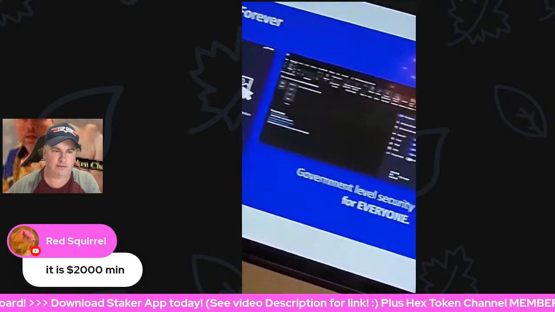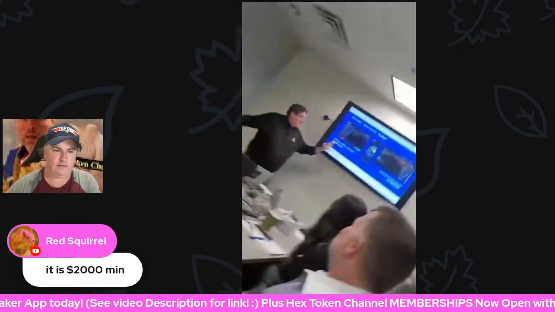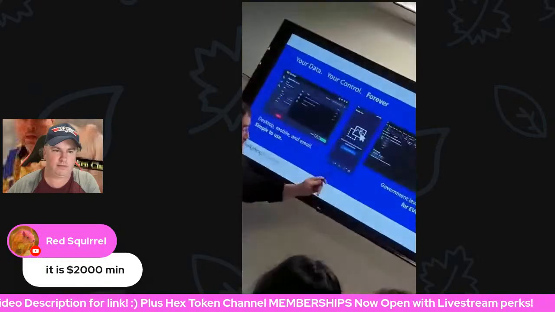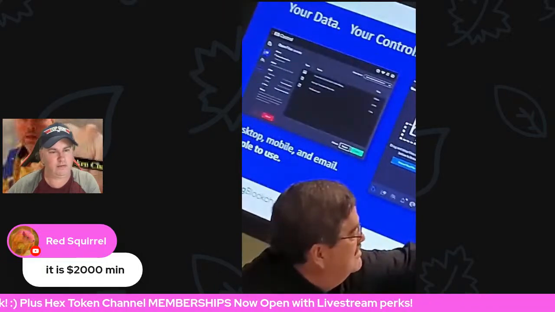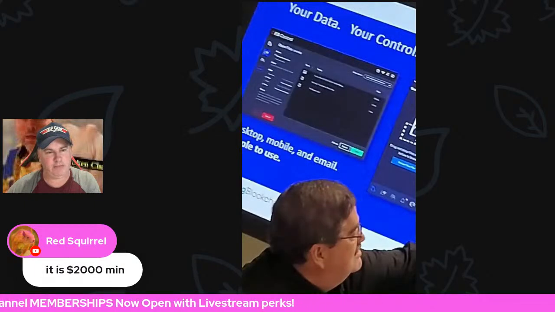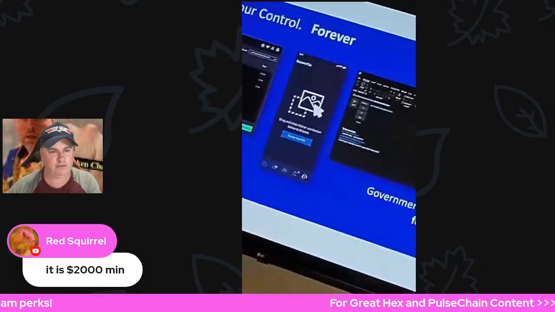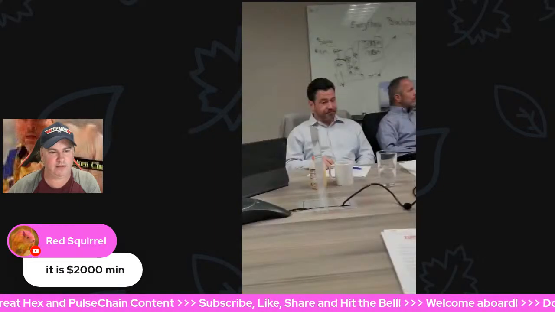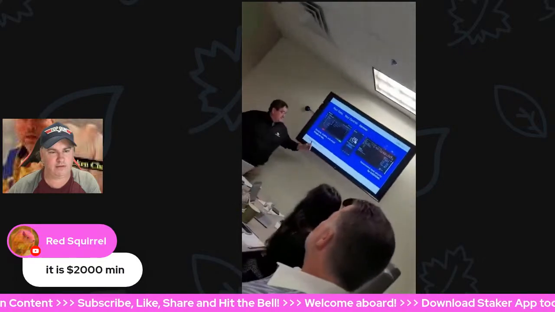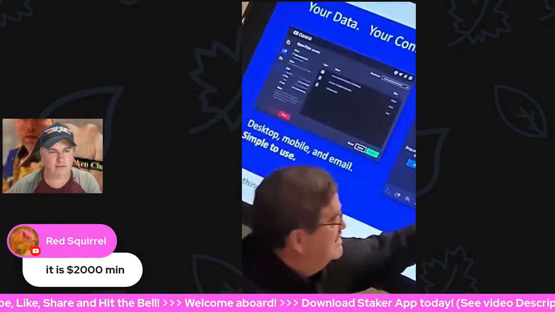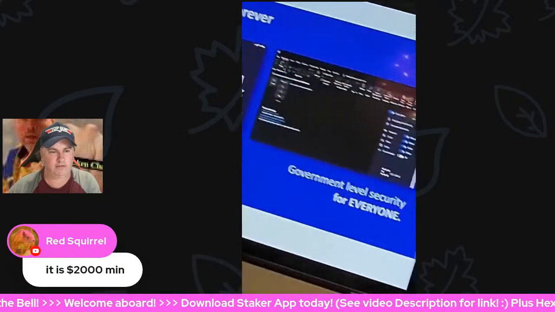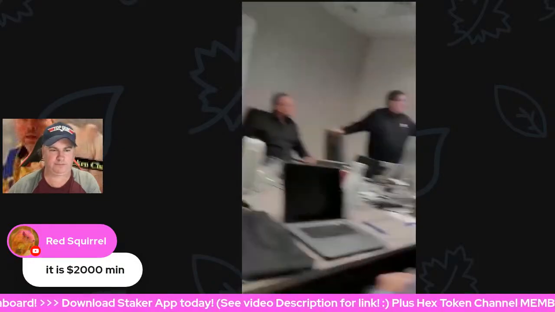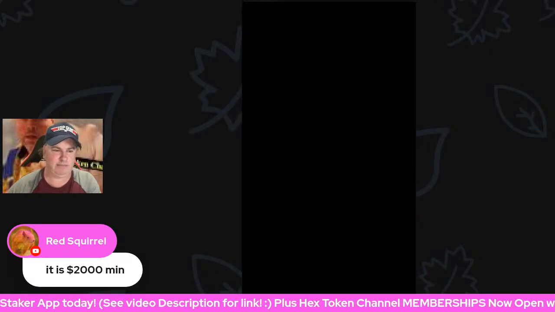Boy, this is a small screen. They put some screenshots and stuff up here where you can literally see the desktop, mobile, email, and this looks like your data, your control coming onto Pulsechain from the looks of it. Government level security for everybody on there. It's got some user interface there. So that's the post there.